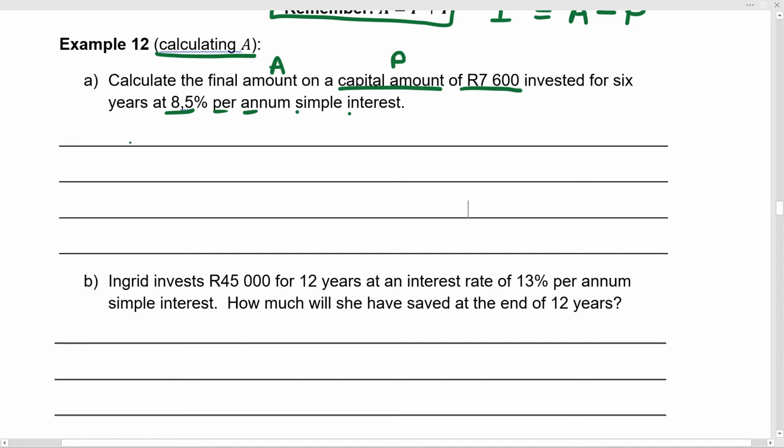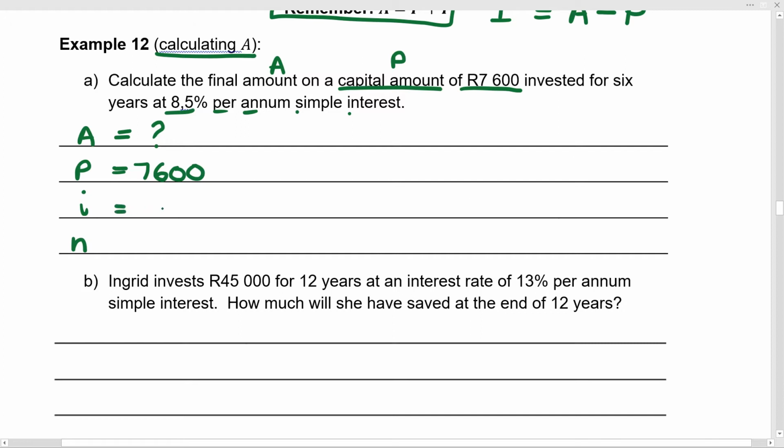Okay, we're going to lay out our question in the following way. There are 4 variables in this equation. There's A, there's P, there's I, and there's N. And I'd like you to lay it out like this. A is the thing we don't know, so A gets a question mark. P is the amount that is invested, the 7,600.